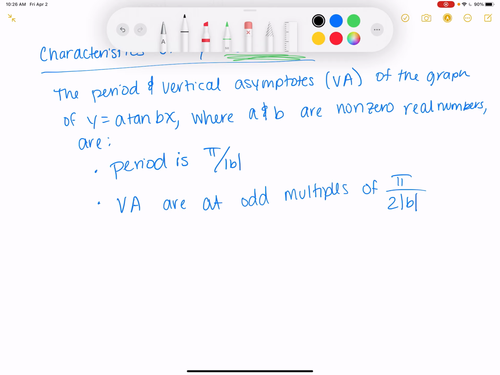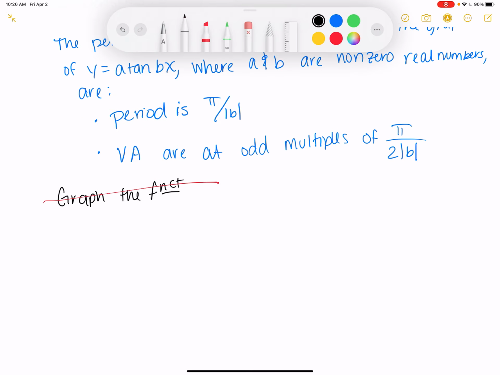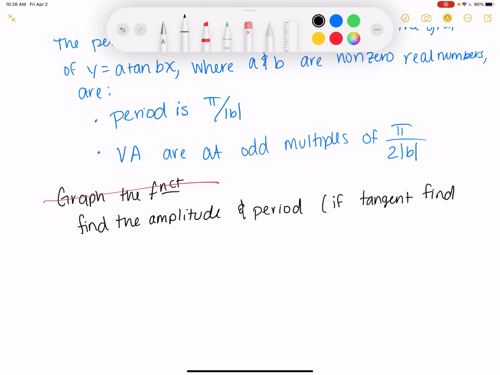All right. So for these problems, they say to graph the function. Are these examples? Yes. Wait, we don't have to graph functions now? Nope. Instead, find the amplitude and period. If tangent, find vertical asymptotes. Cool.